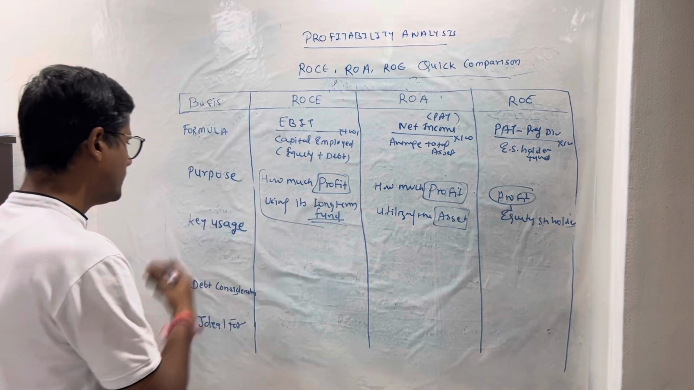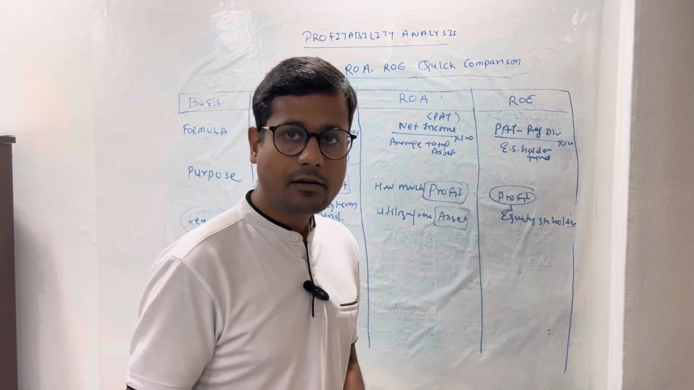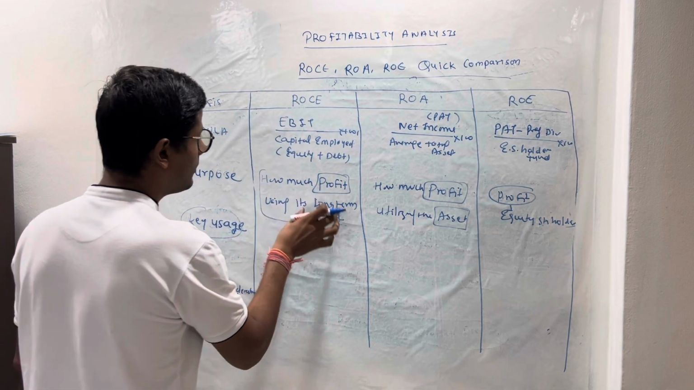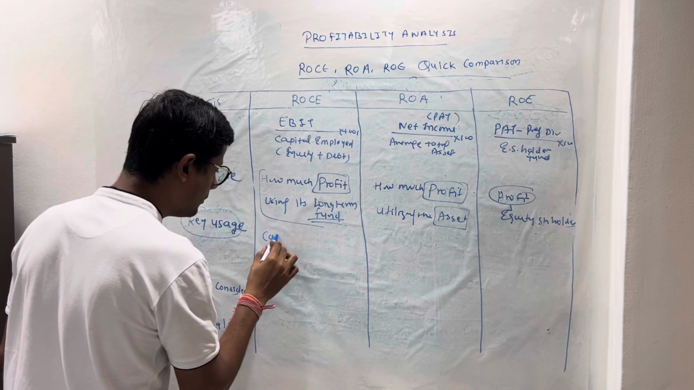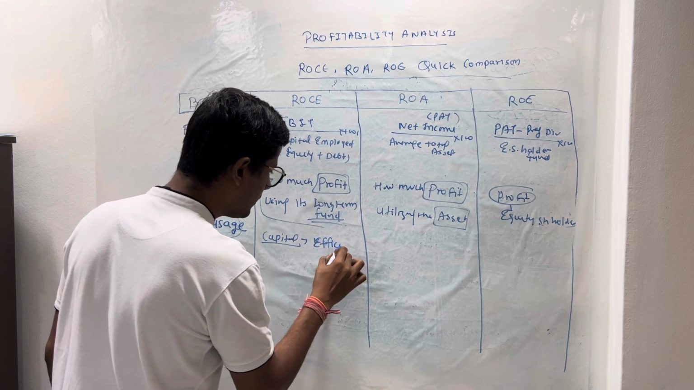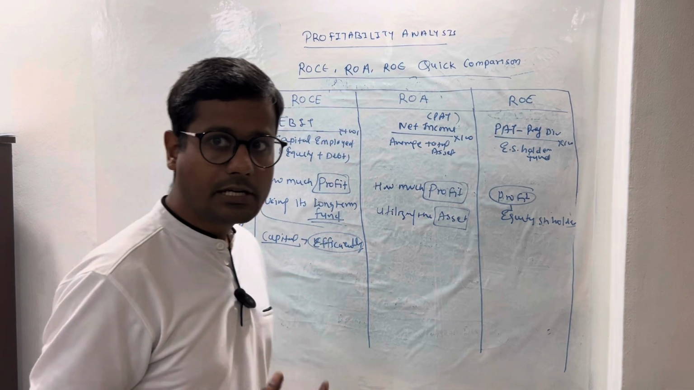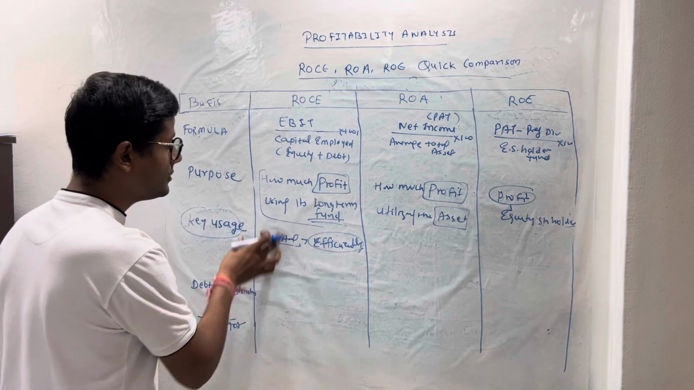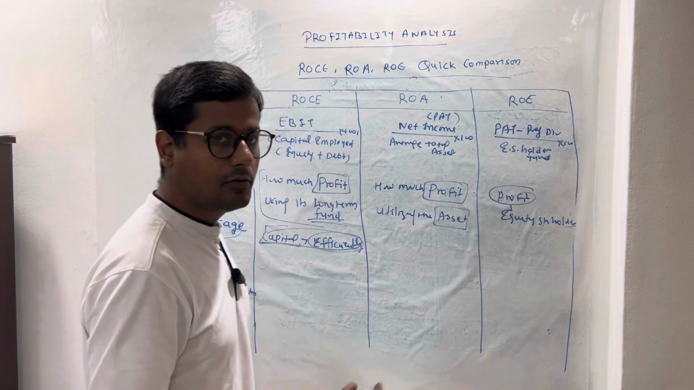Yeah, that's the purpose. Now what's the key usage? When do we use it? Or what are the key understandings we can draw from this? Here we are talking about utilization of capital employed. It shows how efficiently the company is utilizing its capital to generate the profit. So basically it shows the capital efficiency or effective utilization of capital.